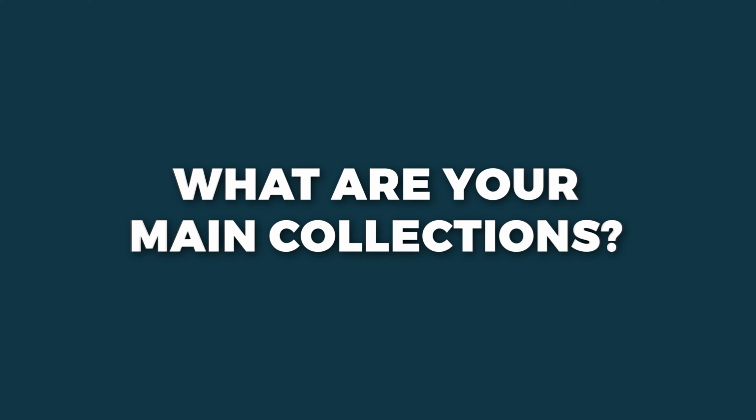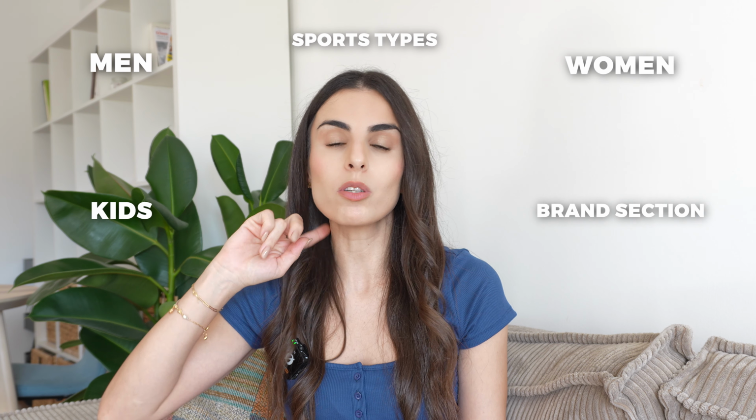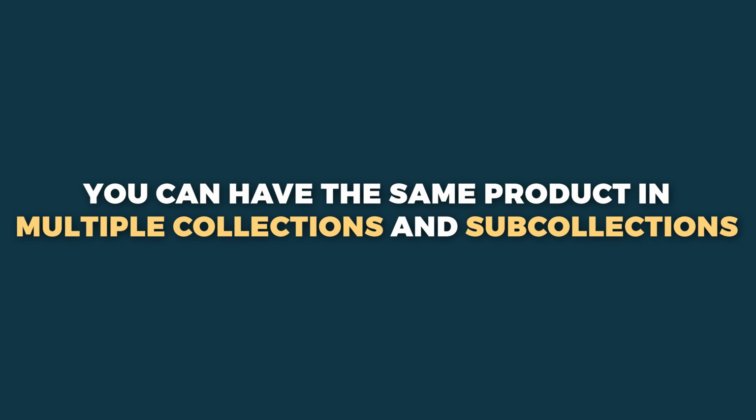The easiest way to tackle this is to start by deciding what your main collections are. So going back to our sports outfits example, we can start by deciding that we want to have a section for women, a section for men, a section for kids, maybe a brands section where people can find products by brand, and maybe, for example, a section by sports types. So as you can see, these could be our main big collections, and under these collections we need to divide our products. And remember, you can have the same product in multiple collections and sub-collections.